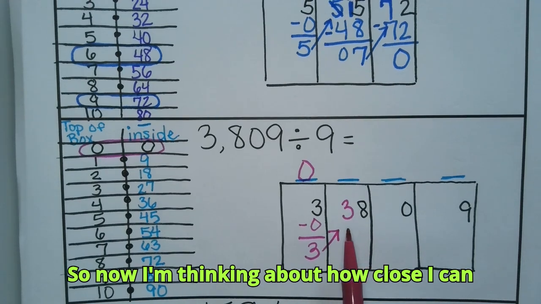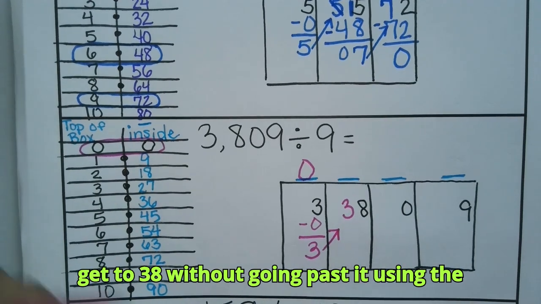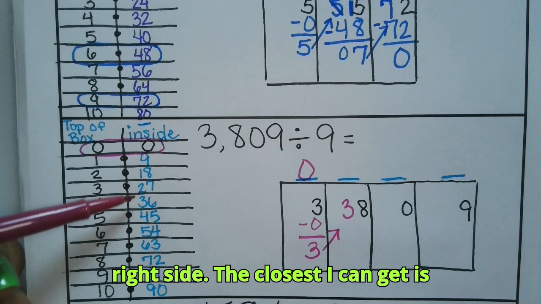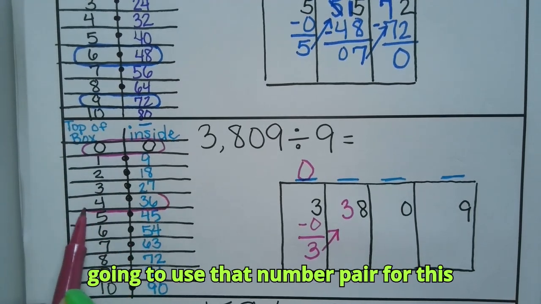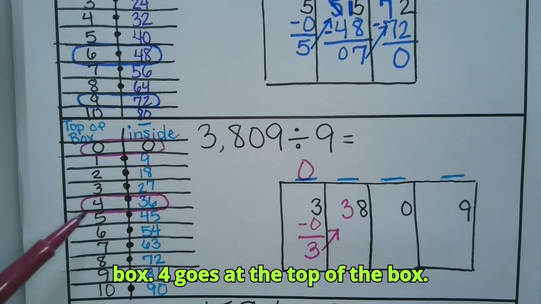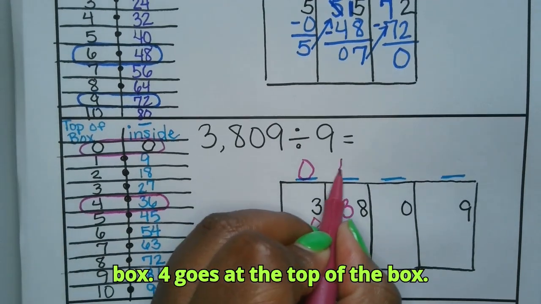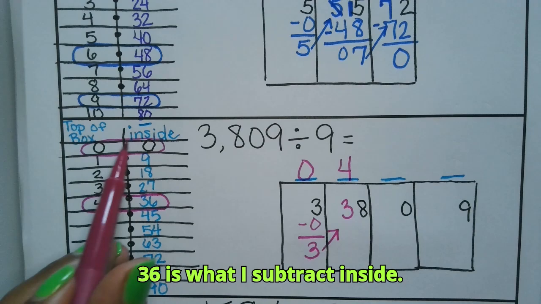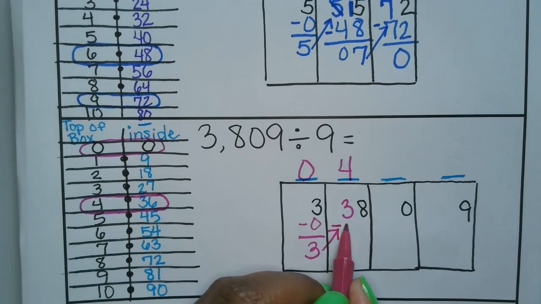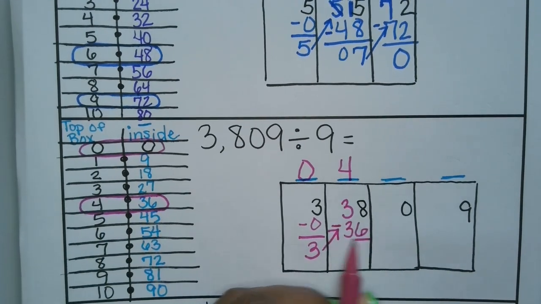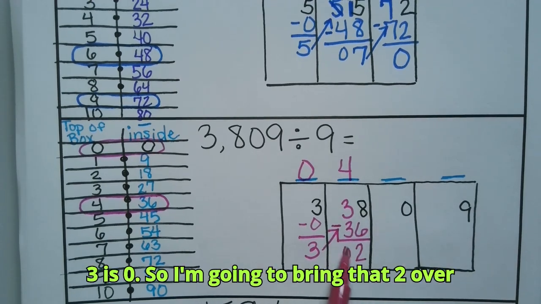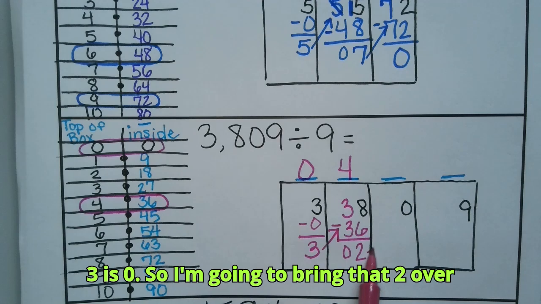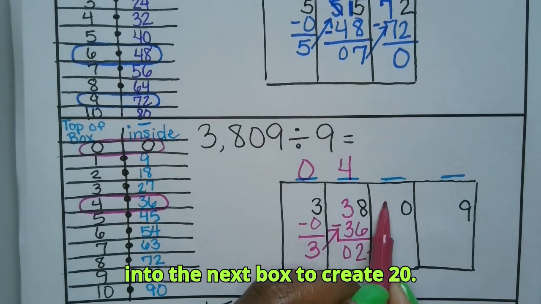So now I'm thinking about how close I can get to 38 without going past it using the right side. The closest I can get is 36. So I'm going to use that number pair for this box. 4 goes at the top of the box. 36 is what I subtract inside. 8 minus 6 is 2. 3 minus 3 is 0. So I'm going to bring that 2 over into the next box to create 20.